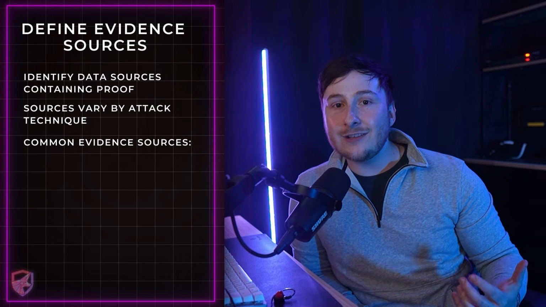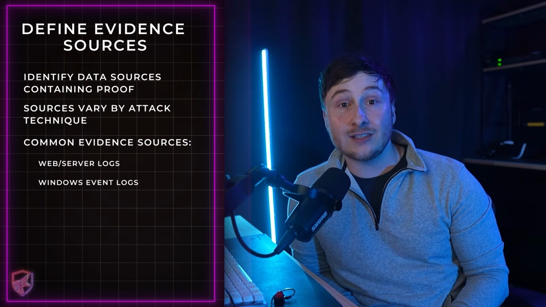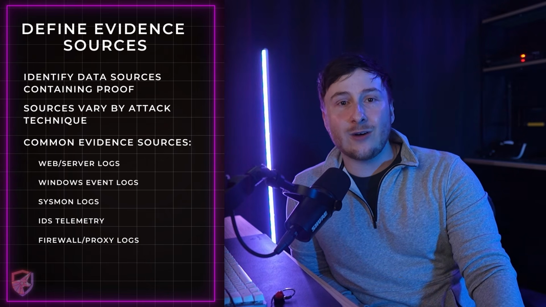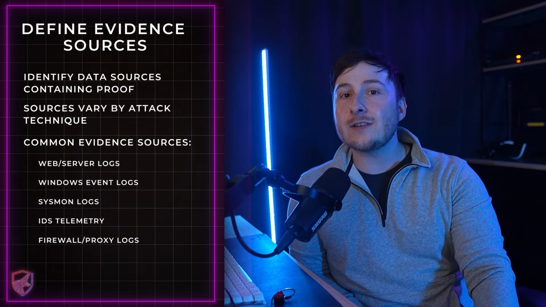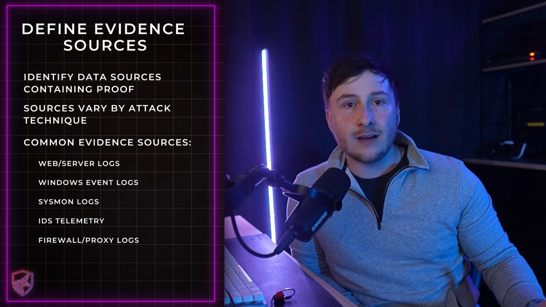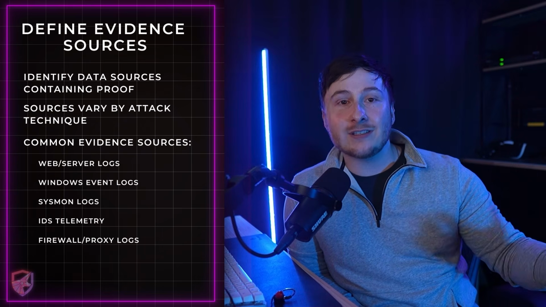Now, depending on the tactics or techniques that we're focused on, the data sources we turn to can vary. We might need to look at web server logs, or Windows event logs, maybe Sysmon logs if they're available. Maybe we're turning to IDS telemetry or firewall logs, or even web proxy data. The key is to determine which source is most likely to contain the evidence that we're looking for, the one that will give us the best shot at finding those indicators tied to whatever technique we suspect.